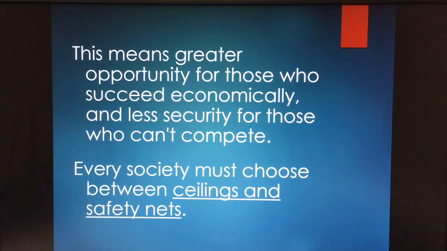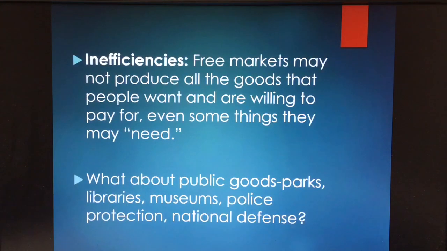less intervention provides greater opportunity for people to excel economically, but also less security for those who can't measure up to the competition. Every society has to choose between what we call ceilings and safety nets. Safety nets represent social programs that help poor people, providing a minimum level of education, housing, health care, nutrition, those kinds of things. But that always comes at a price. Somebody has to pay for that ultimately. And so the higher the safety nets, the more the public supports, the lower the ceiling. In other words, the less high anyone can rise, because higher taxes have to be imposed in order to provide those benefits.